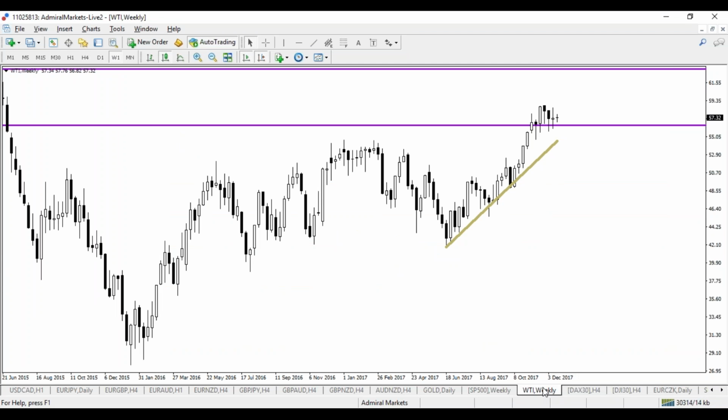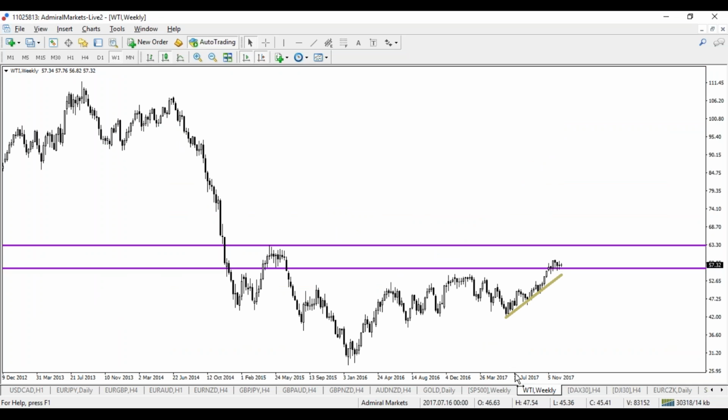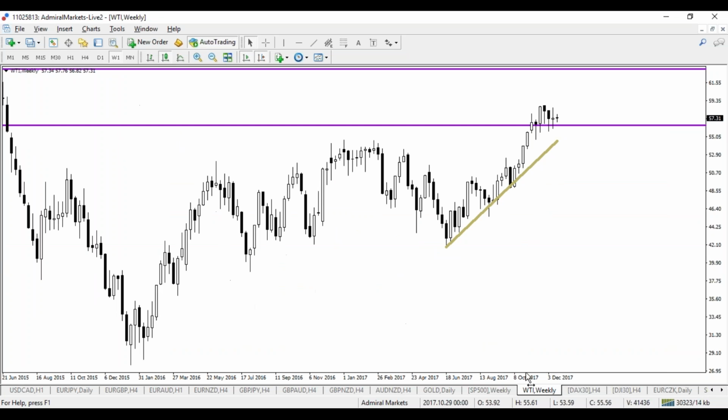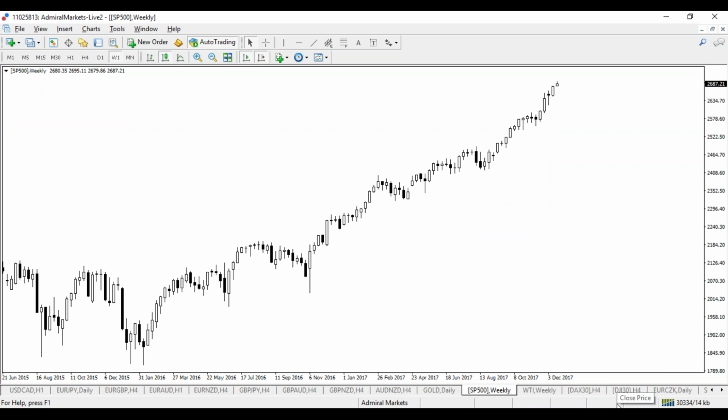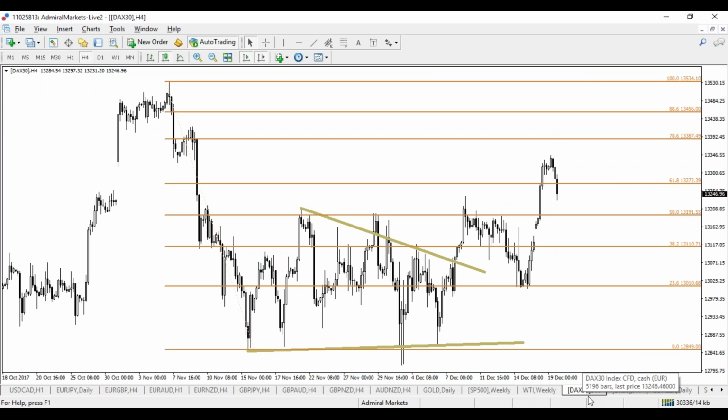Alrighty, I think that oil is still in that resistance zone. It hasn't moved away from it. Just hanging in at the bottom there. Nothing new. S&P 500 keeps rolling higher. DAX is struggling though. Breakout to the upside is facing some resistance.